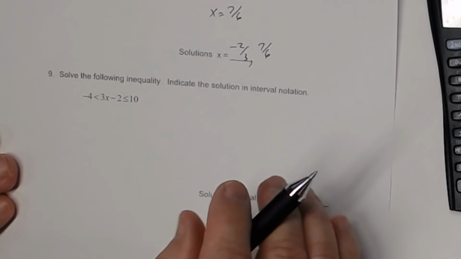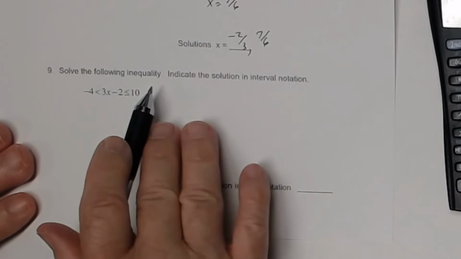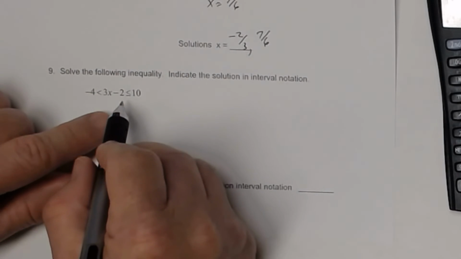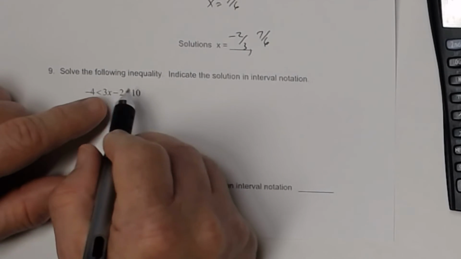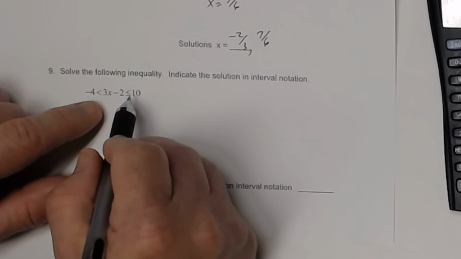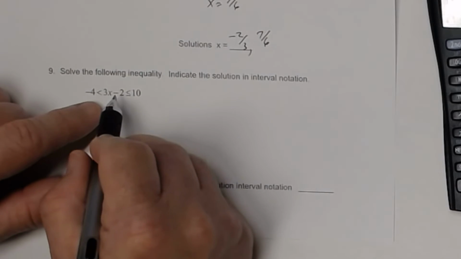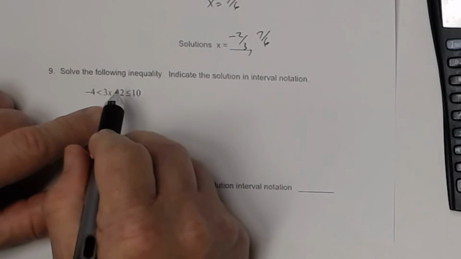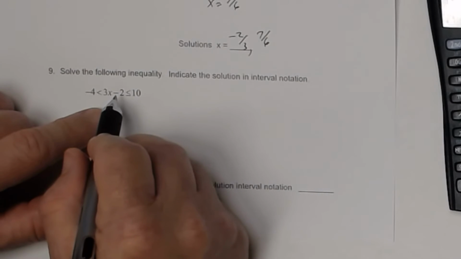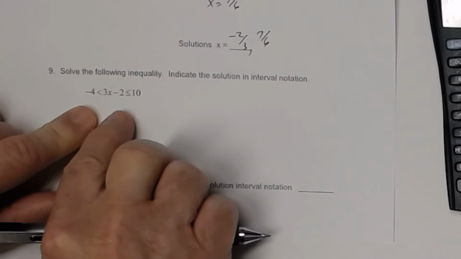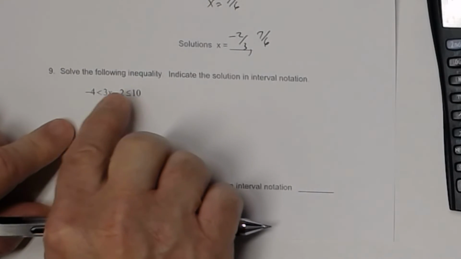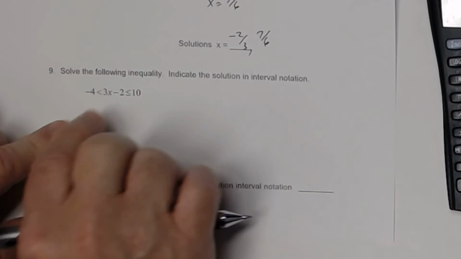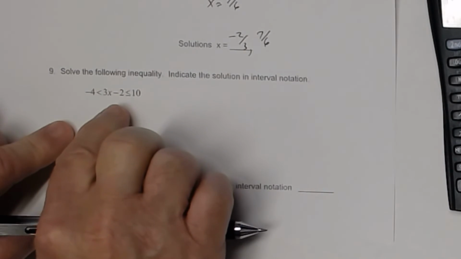Okay, number 9, you wanted to solve this compound linear inequality, and notice that in this compound inequality there is the variable expression in the middle, and then you have constants on the outside, right? So the best way to do that is to determine what values of x will make this expression less than or equal to 10 and at the same time greater than negative 4. The best way to do that is to get x by itself in the middle.